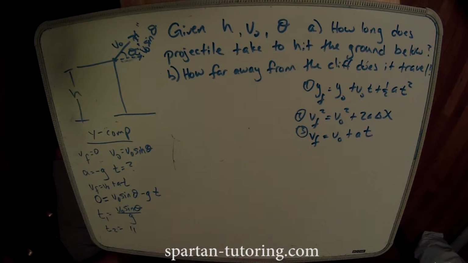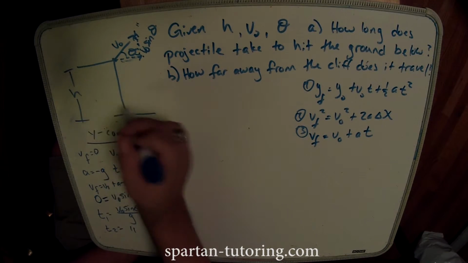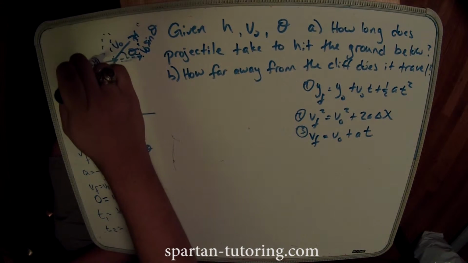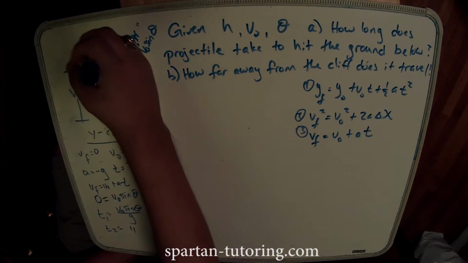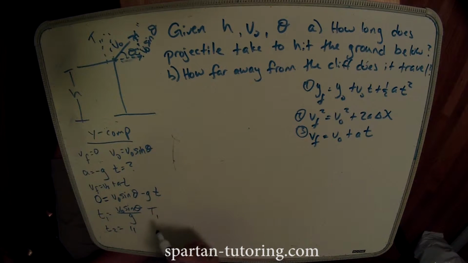So we'll call this big T1. The big T1 is going to be the time it takes to get to its highest point and back to the original spot. This is going to equal 2 times v0 sine theta over g.